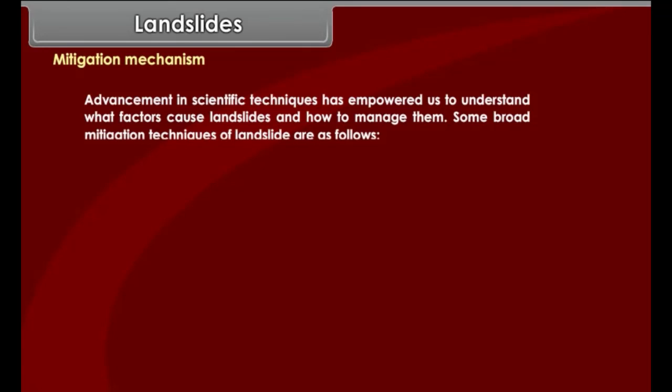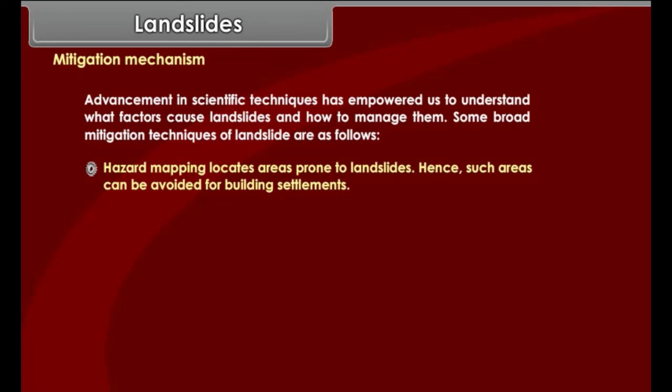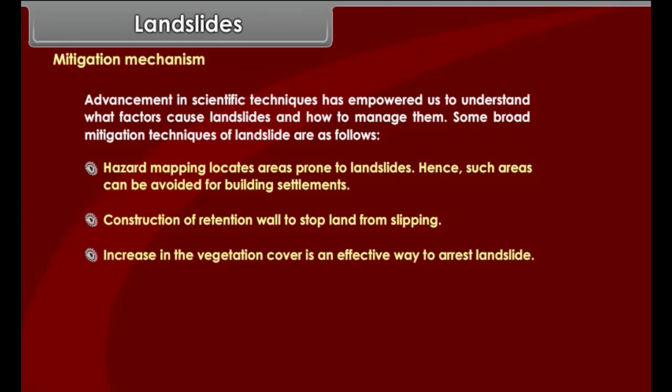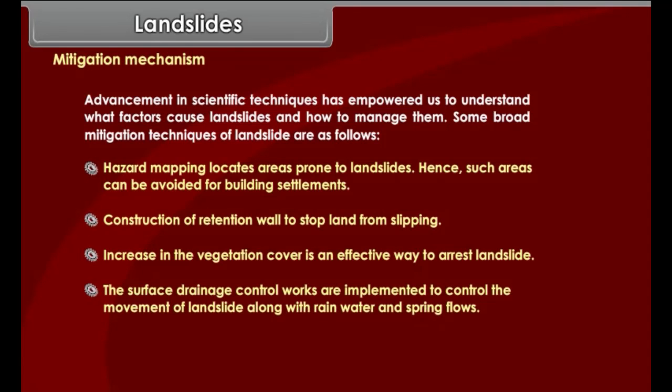Some broad mitigation techniques of landslide are as follows. Hazard mapping locates areas prone to landslides. Hence, such areas can be avoided for building settlements. Construction of retention walls to stop land from slipping. Increase in the vegetation cover is an effective way to arrest landslides. Surface drainage control works are implemented to control the movement of landslides along with rainwater and spring flows.